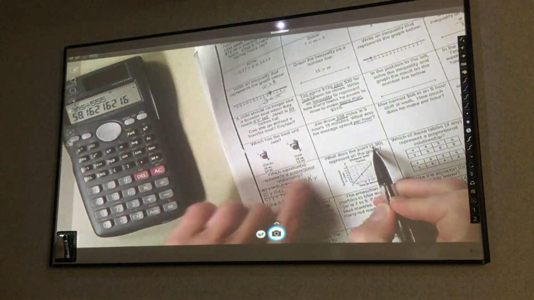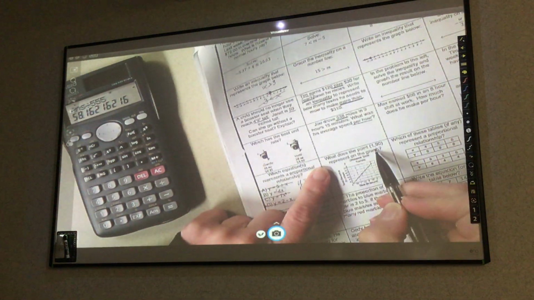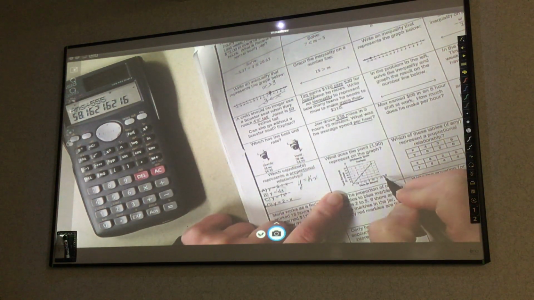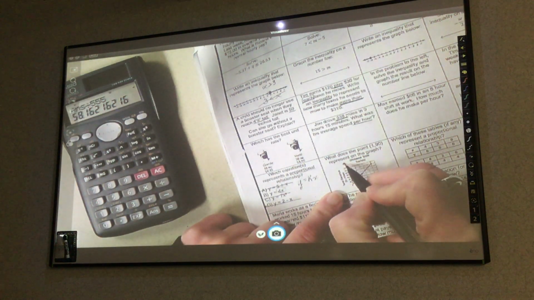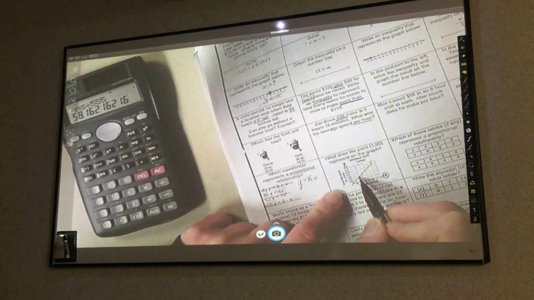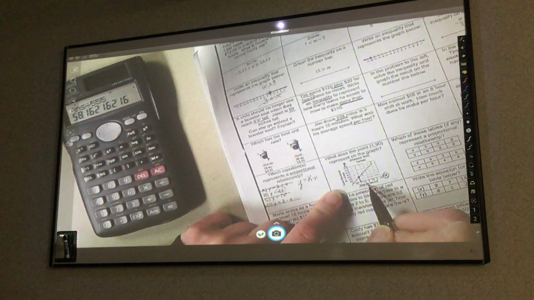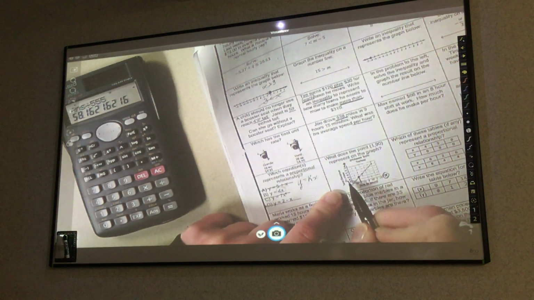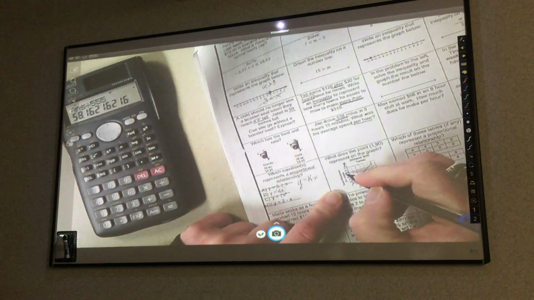What does the point (1, 90) represent on the graph? 1 is my x. Make sure you're labeling it, and it's already labeled for you. X axis, y axis. This is my 1, and this is my 90, so right here. 1 is the time. 90 is the miles, distance.